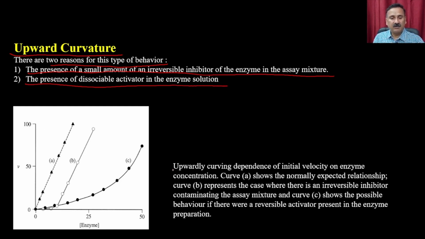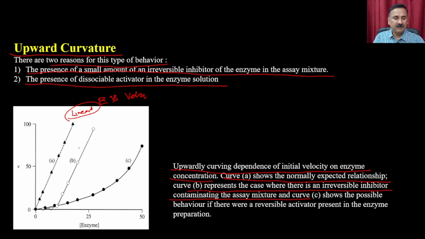So, the upward curving dependency of initial velocity on the enzyme concentration. Curve A shows the normal expected relationship, right? So this is curve A, which shows linearity between the enzyme concentration and the velocity of the reactions. Whereas B represents the case where there is an irreversible inhibitor contaminating the assay mixture.